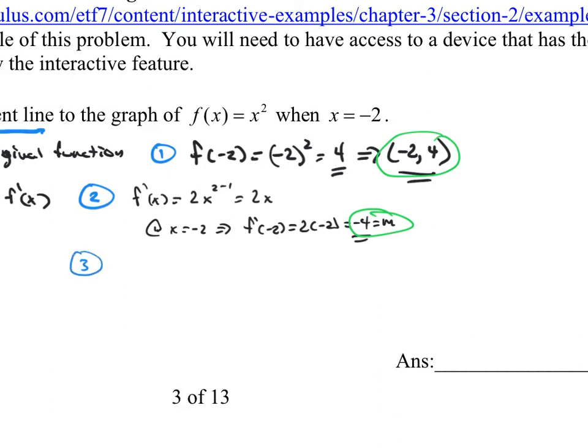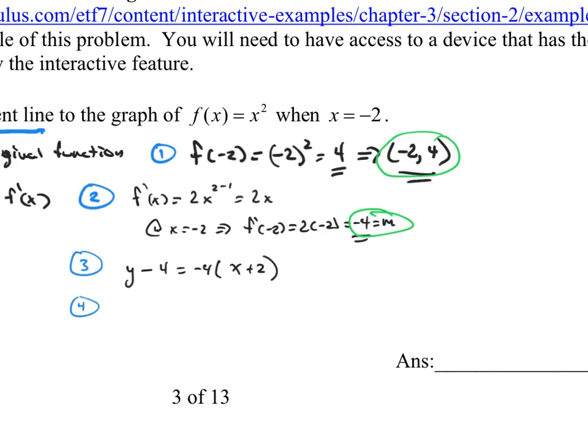Now we can do part 3, which is y minus the first y value. First y value here is 4, times m, our slope is negative 4, x minus the x value, well, that would be x minus negative 2. I'm just going to go ahead and write that as a plus 2 because subtracting a negative turns into a positive, right? I'm going to distribute the negative 4 because I need to solve for y here.